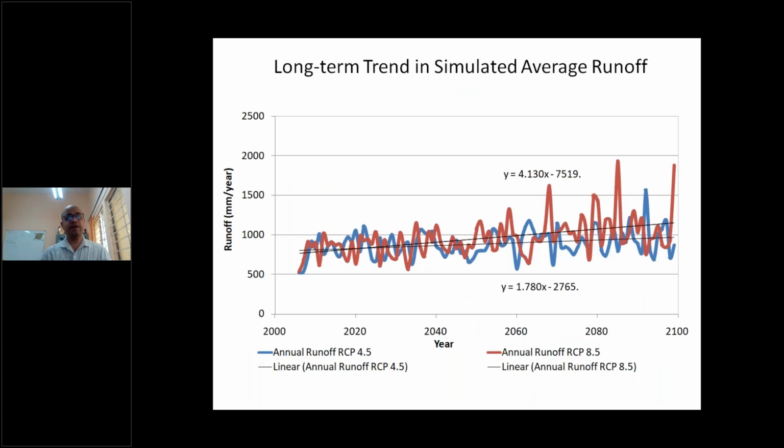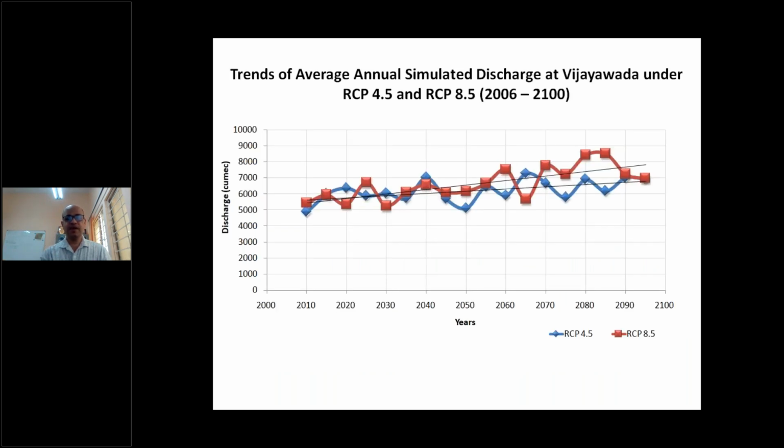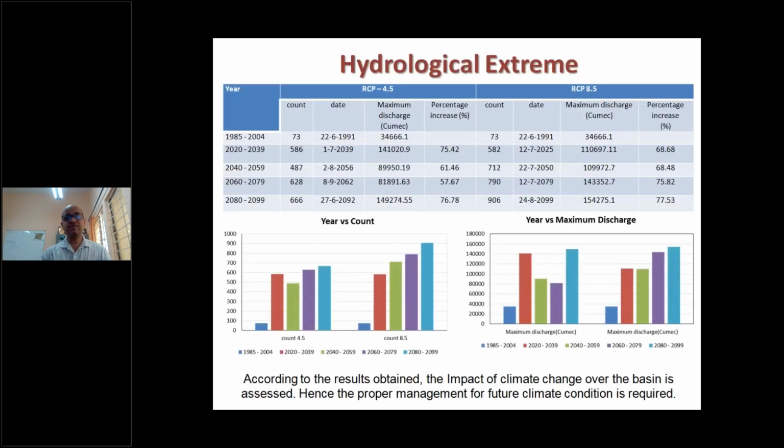However, the temperature is showing a dominantly increasing trend in both RCP 4.5 and RCP 8.5. When we ingested that into the hydrological model, obviously because rainfall is showing a positive trend, the runoff is bound to show a positive trend. So in RCP 4.5 and 8.5, what we have understood is there will be an increase in total runoff. Along with that, the peak flow is going to increase.